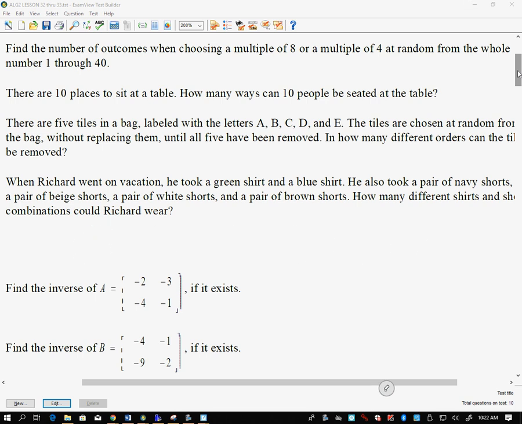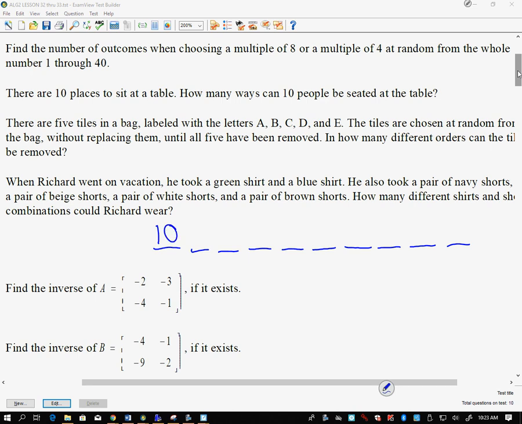There are 10 places to sit at a table. How many ways can 10 people be seated at the table? All right, this is a little different. So let's talk about the first person. We've got 10 people, 1, 2, 3, 4, 5, 6, 7, 8, 9, 10. How many different seats can the first person sit in? Nobody sat down yet. There's 10 different places he could sit.